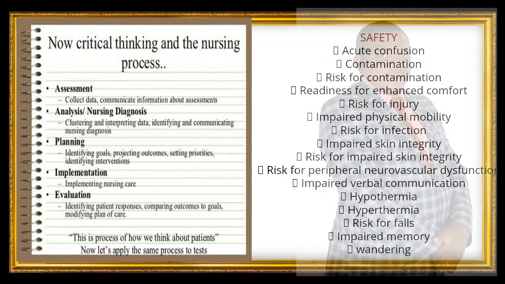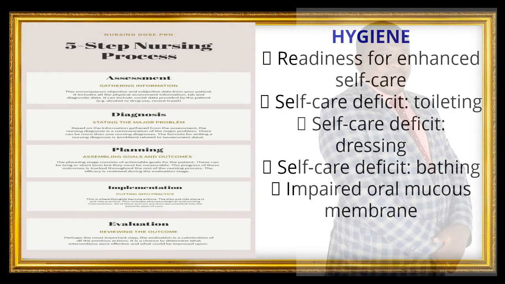Okay, so all these form the root problem of your nursing diagnosis and safety. In the RN's HOPE, the next letter that we are looking at is H. Some of the root problems that may form your diagnosis under hygiene include readiness for enhanced self-care and self-care deficit. Self-care deficit may be in relation to toileting needs that the patient may have.